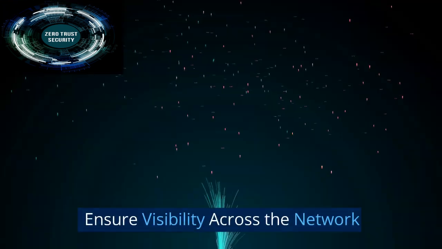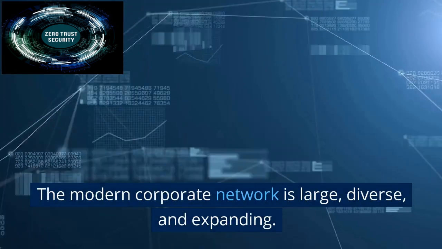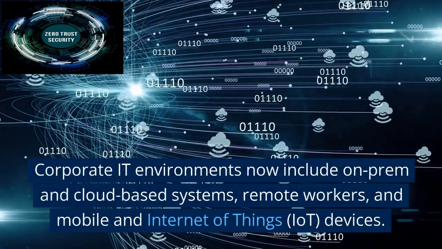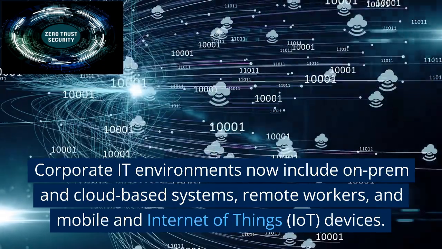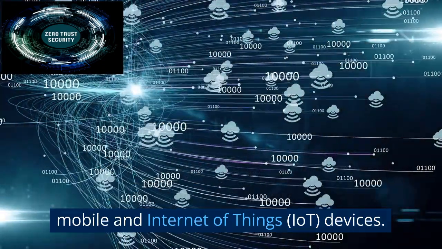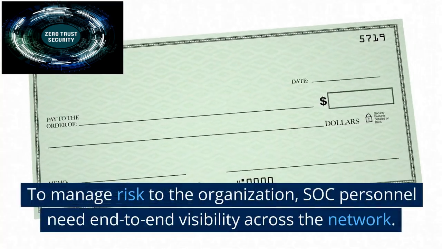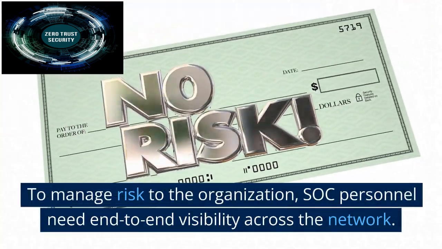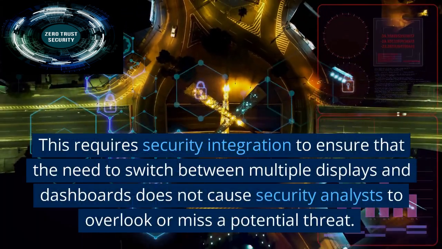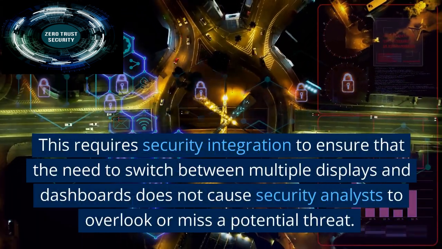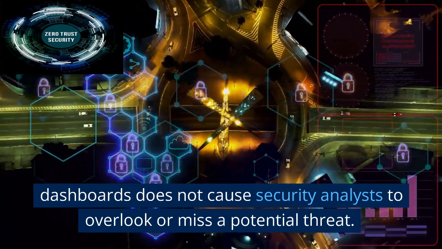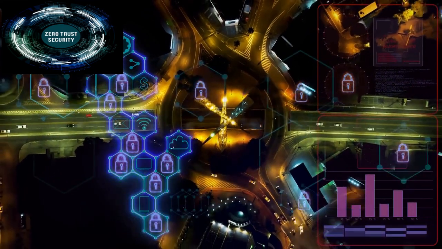Ensure visibility across the network. The modern corporate network is large, diverse, and expanding. Corporate IT environments now include on-prem and cloud-based systems, remote workers, and mobile and Internet of Things, IoT, devices. To manage risk to the organization, SOC personnel need end-to-end visibility across the network. This requires security integration to ensure that the need to switch between multiple displays and dashboards does not cause security analysts to overlook or miss a potential threat.